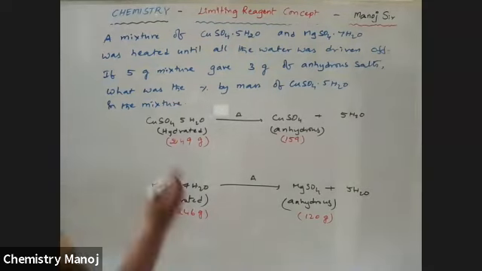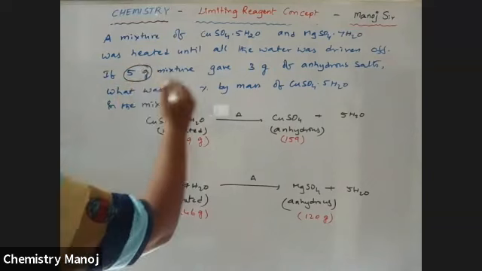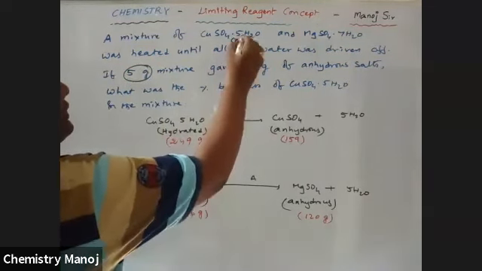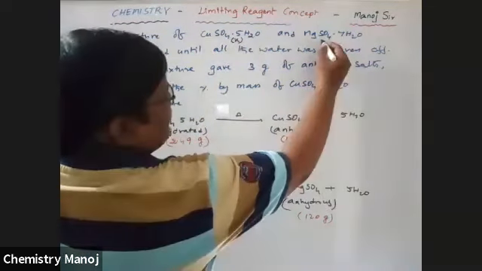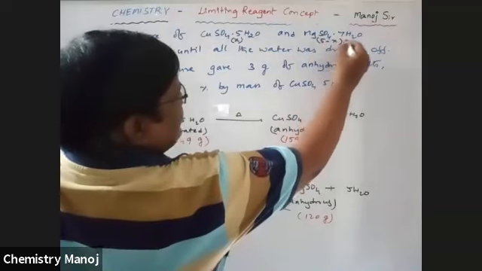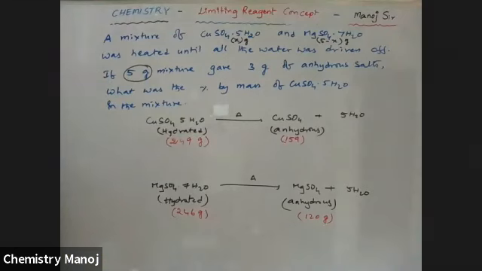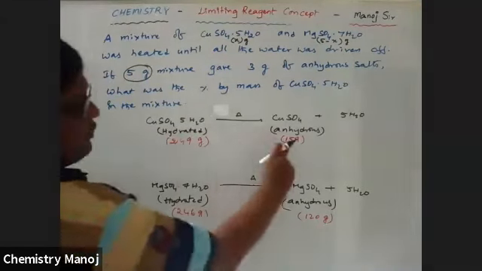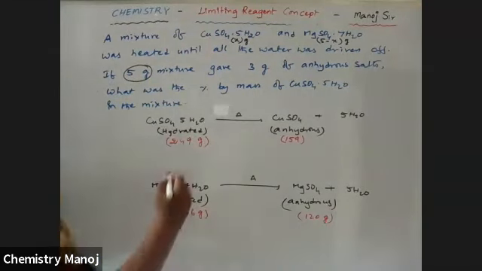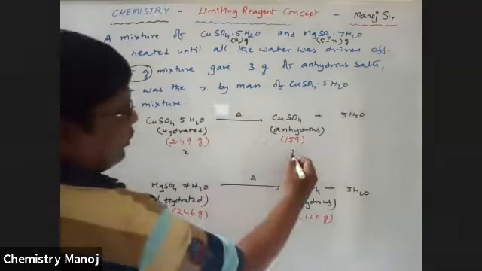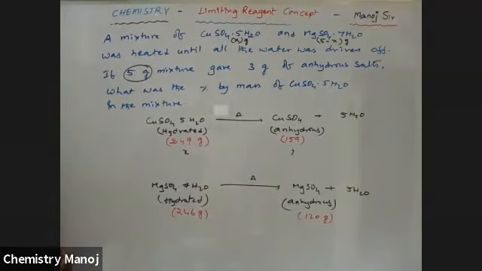In this 5 grams, let this one be x grams. Automatically this one is 5 minus x grams. 249 grams gives 159. X grams gives how much?